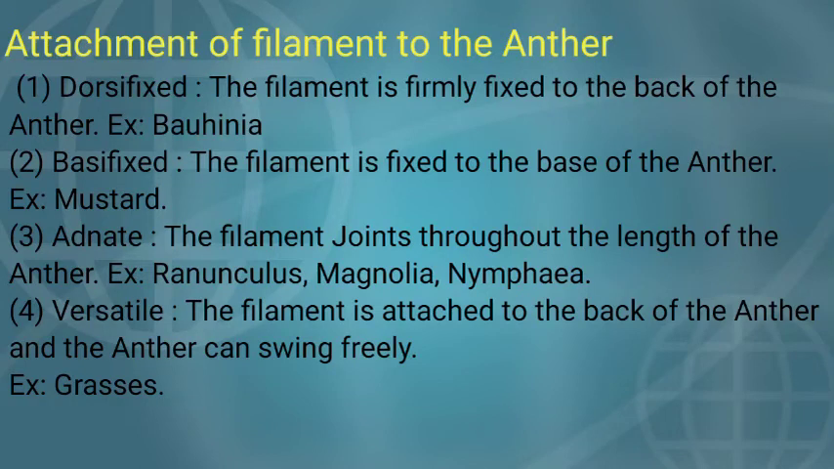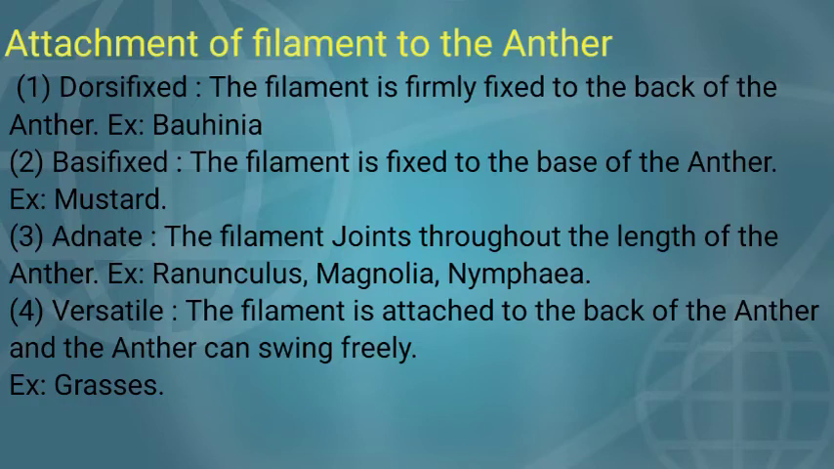The very first one, dorsifixed stamens. In this type, the filament is firmly fixed to the back of the anther. Example, Bauhinia. Second one, basifixed. In this type, the filament is fixed to the base of the anther. Example, mustard. Third one, adnate condition. In this condition, filament joins throughout the length of the anther. Example, Ranunculus, Magnolia, Nymphaea.